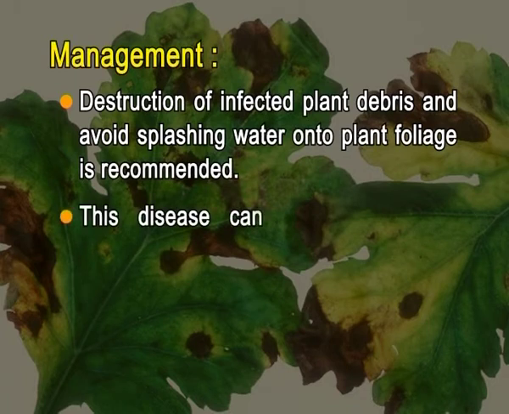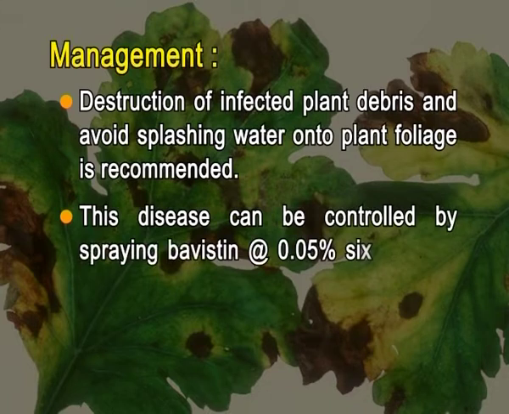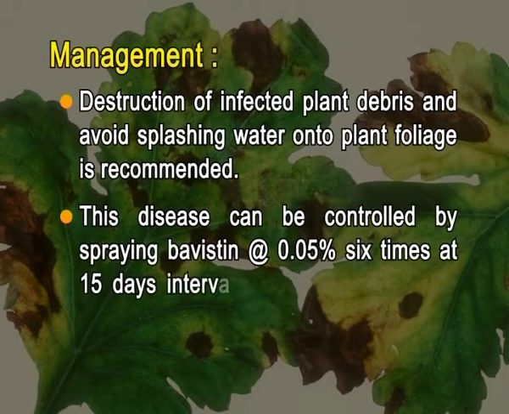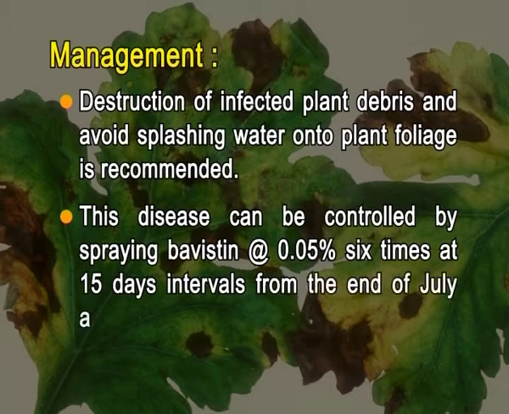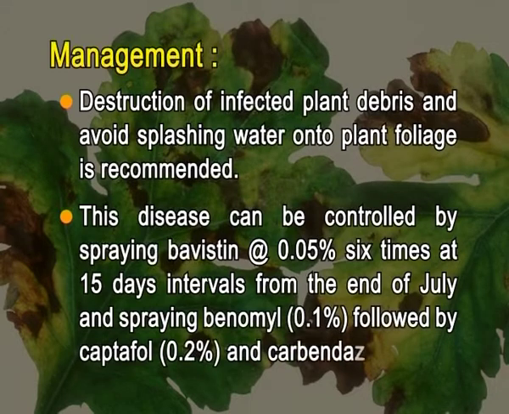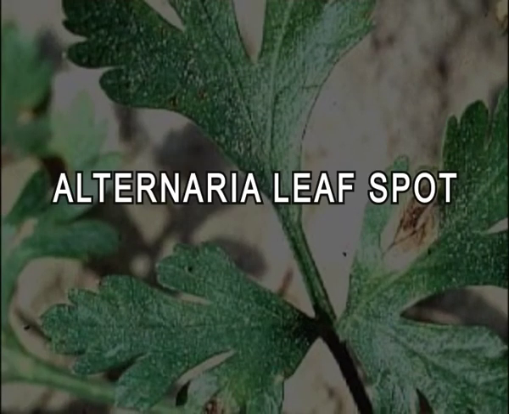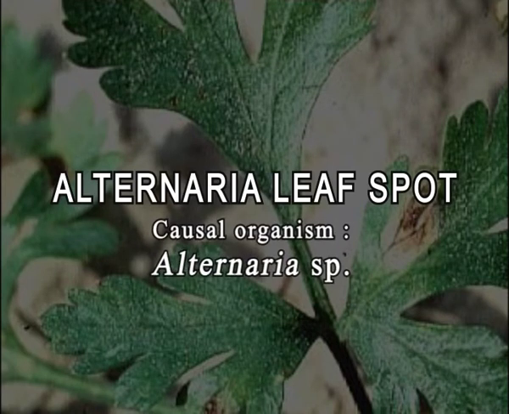This disease can be controlled by spraying Bavistin at the rate of 0.05% six times at 15 day intervals from the end of July, and spraying Benomyl 0.1% followed by Captafol 0.2% and Carbendazim 0.1%. Now let's see the next disease, Alternaria leaf spot. Causal organism is Alternaria species.